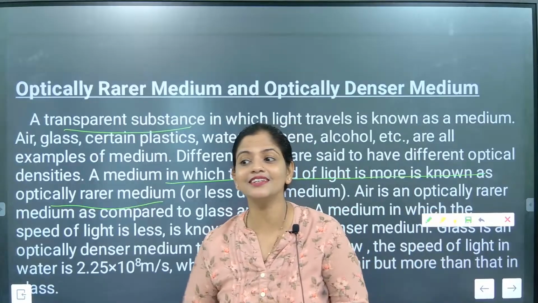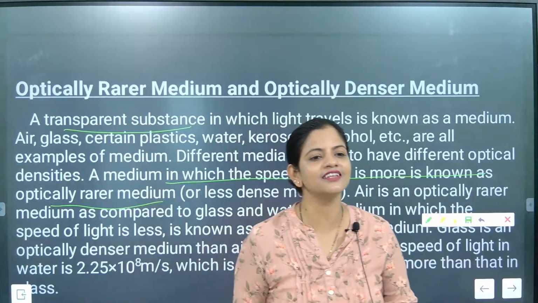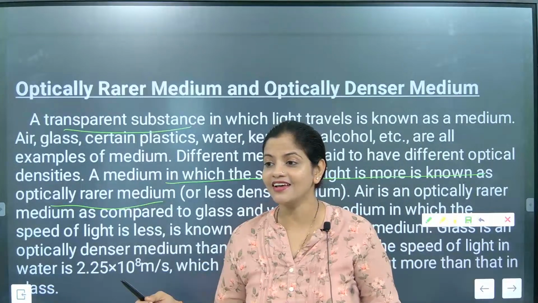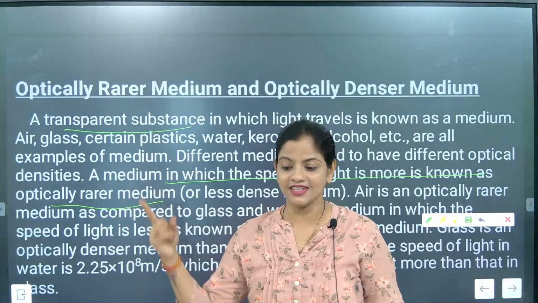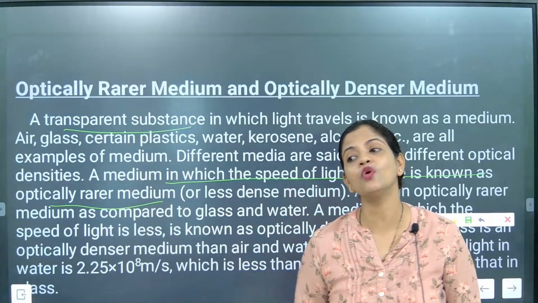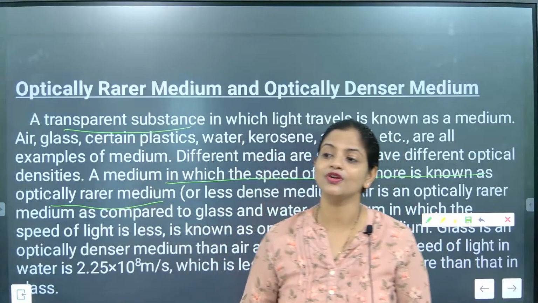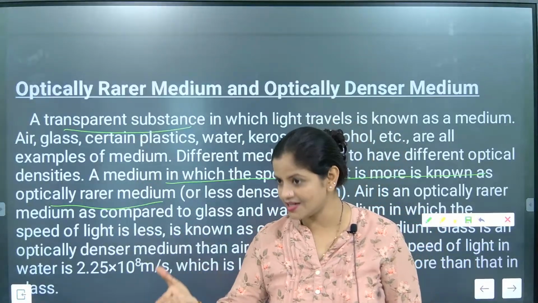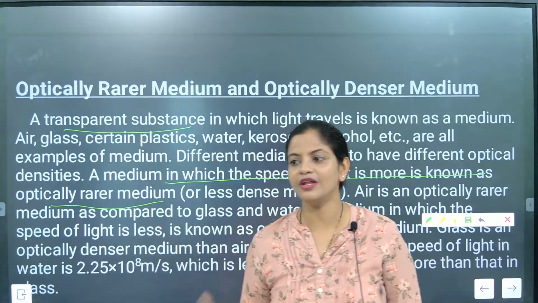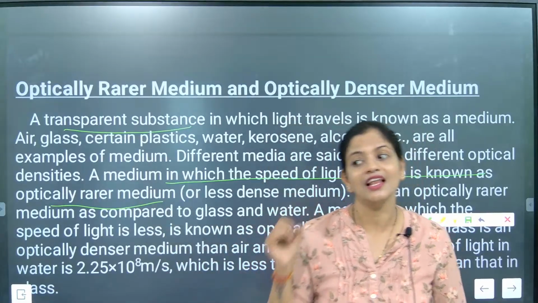Where optical density is less, is it rarer or denser? Optical density less is considered rarer. Optical density more is denser. Understood? So optical density more is denser. Now we have learned already: air is a rarer medium because its optical density is less.